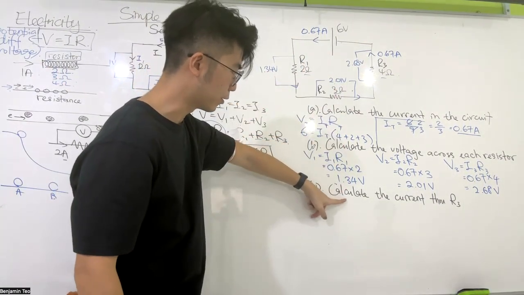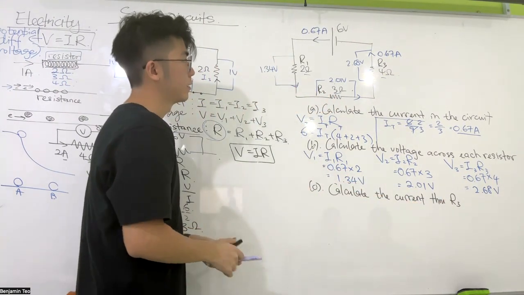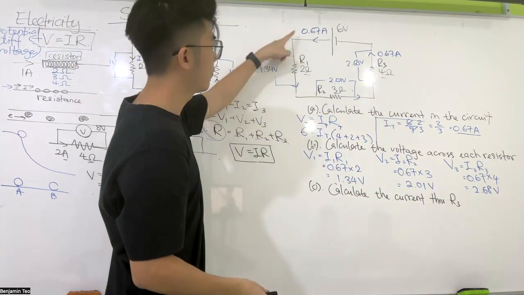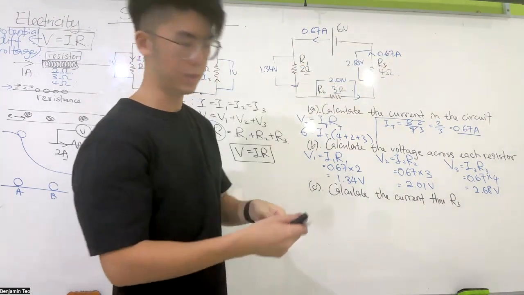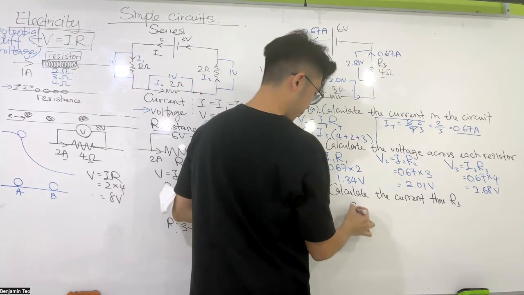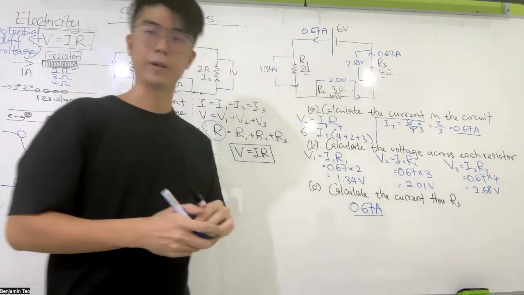Okay, now last one. Calculate the current through R3. What is the current through R3? The current that flows through R3 is 0.67. The current is the same.